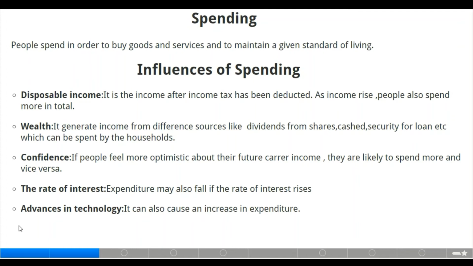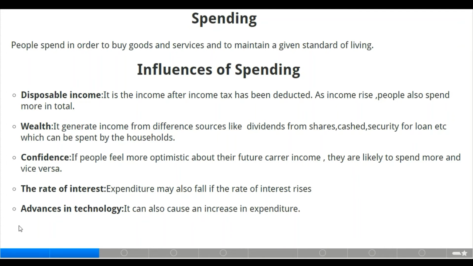Now we have wealth. Wealth generates income from different sources, like dividends from shares, which can be spendable, and we have cash maybe from our bank, we have security for loans, etc., which can be spent by households. Of course, if there is an increase in the wealth of people, the expenditure of the person can also rise. Now we have confidence. If people feel more optimistic about their future career income, of course, they are likely to spend more, and vice versa. That is, if people feel pessimistic, they will spend less.